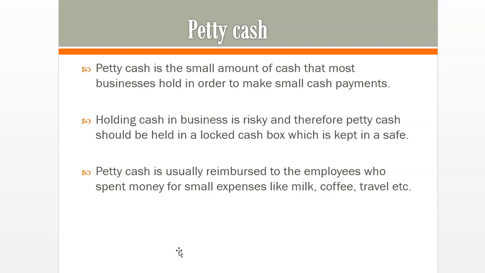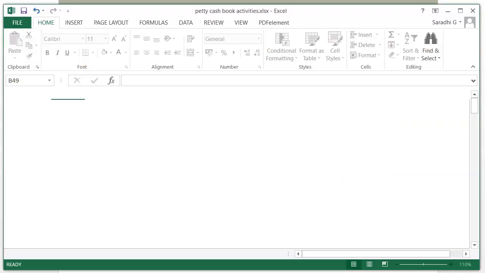Now, to maintain this petty cash book, you will have one person in your office who will be called a petty cash manager. This person will have some amount of cash with him, and whenever an employee spends any money for the office, he gets that money reimbursed from the petty cash manager. Take for example, I'm going to use a small example over here.